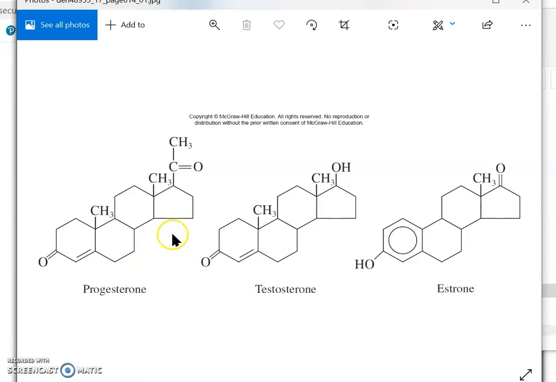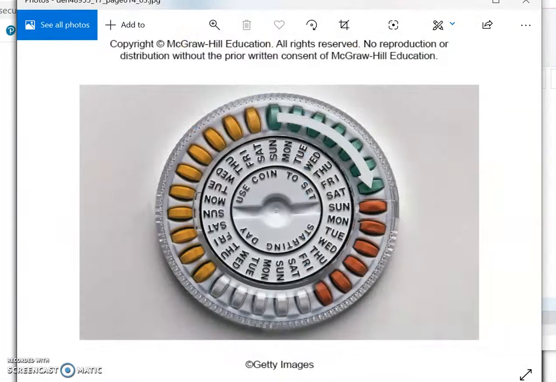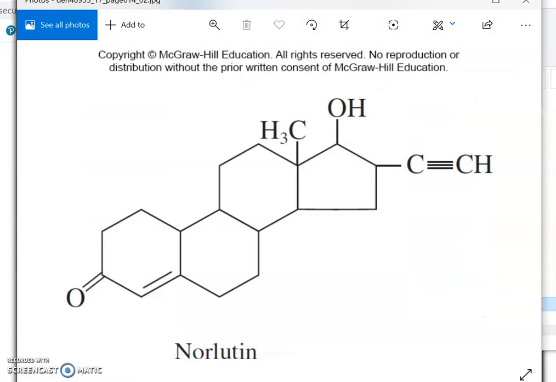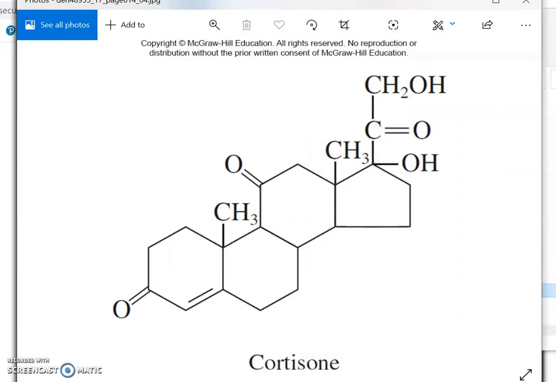So, let's see. Try to find a couple of others here. There we go. Norlutin. That is found in certain birth control pills. You see the similarity with that and the natural estrogens.